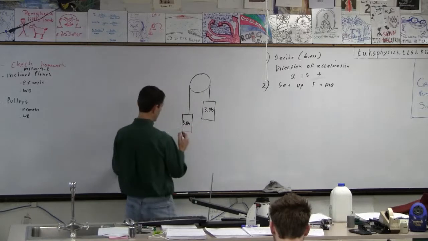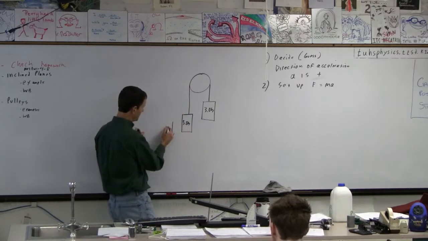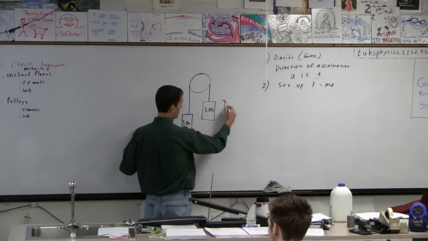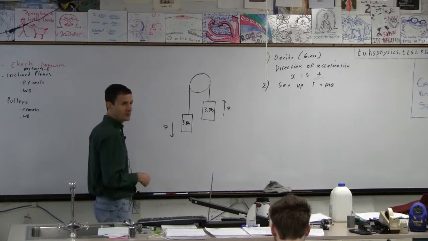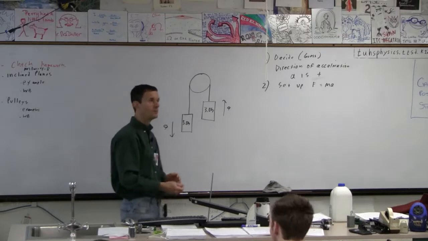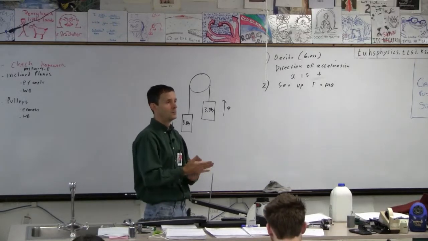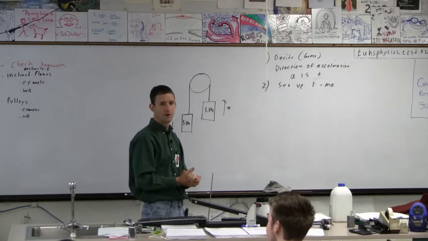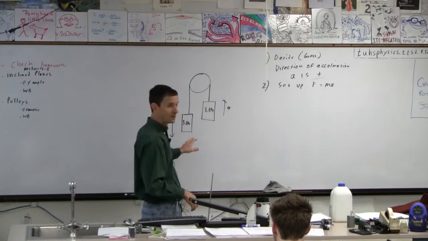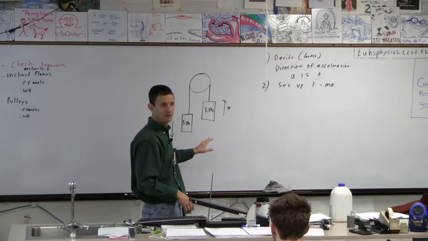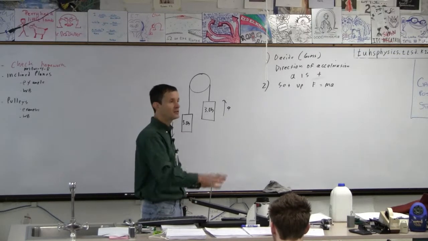Okay, so I think we can easily guess the direction of the acceleration is going to be this way and this way, right? And then what else? What do we need to figure out? What's the next thing to do? Because I don't know how to solve this problem. Do what? Set F equals ma, right? But before we do that, don't we have to calculate something? Yeah, let's calculate the weights, right?